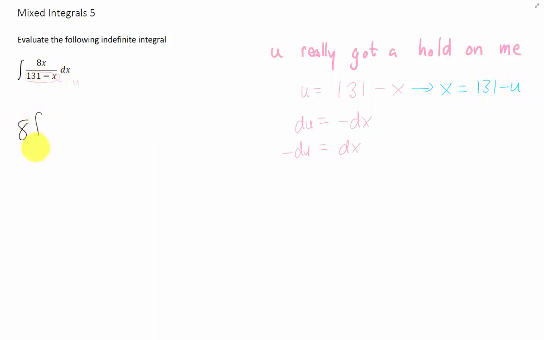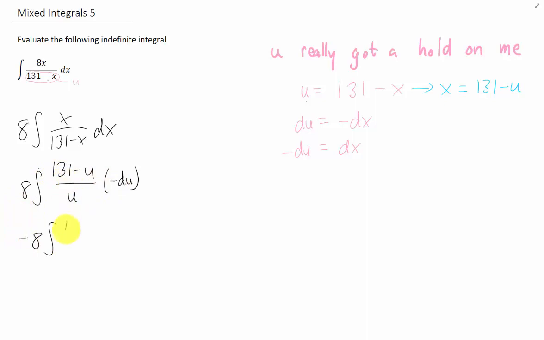I'm going to pull the 8 out, and then I'm going to make all of my substitutions. I know that x is 131 minus u. I know that 131 minus x is what I defined as my u, and I know that my dx is negative du. Okay, in the original integral, we could not split up a denominator, but we can split up a numerator. I'm going to take this negative outside, and I'm going to split this integral into two pieces.